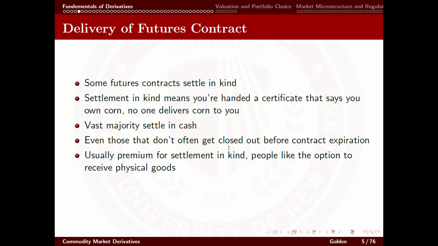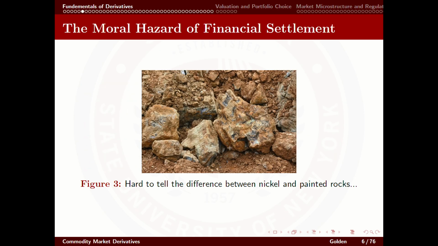Usually there's a premium for commodities that settle in kind because people like the option to receive physical goods. This is a real optionality. But sometimes settlement in kind trades at a discount. Sometimes people like not having a physical good. This might seem weird, but actually this has to do with moral hazard.